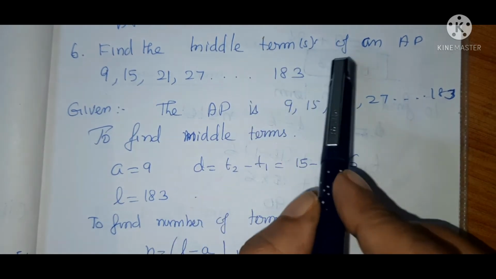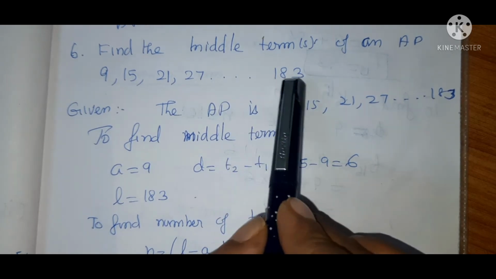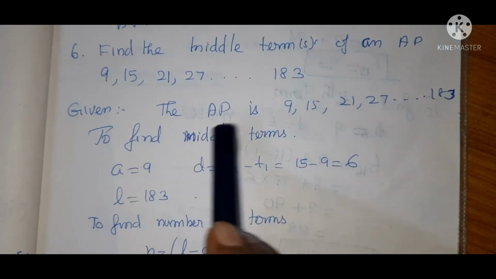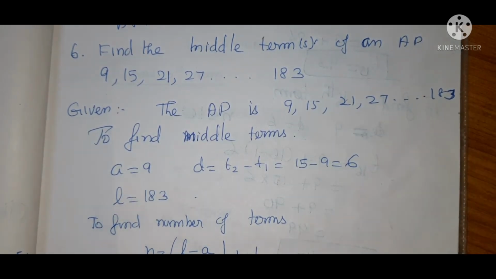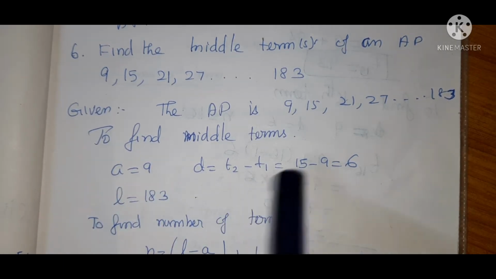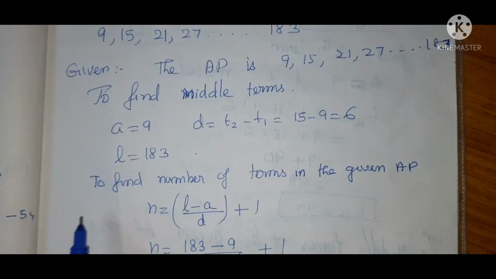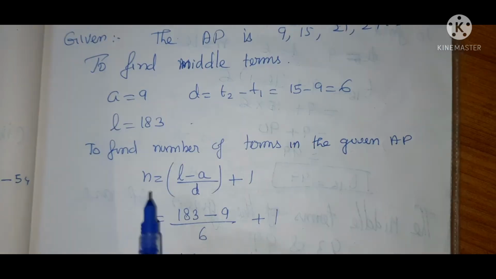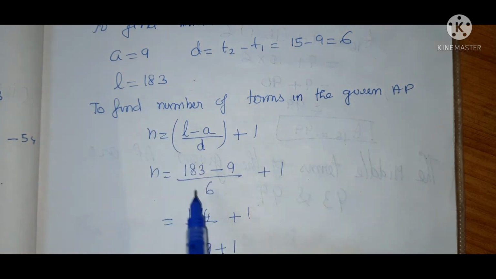Find the middle terms of the AP 9, 15, 21, 27 up to 183. The AP is 9, 15, 21, 27 and up to 183. To find the middle terms of the given sequence: here a is 9, d is t2 minus t1, 15 minus 9, which is 6. l, the last term, is 183. To find the number of terms in the given AP, the formula is n is equal to l minus a by d plus 1. l is 183, a is 9, d is 6. 183 minus 9 by 6 plus 1.